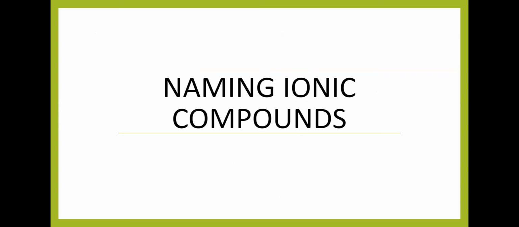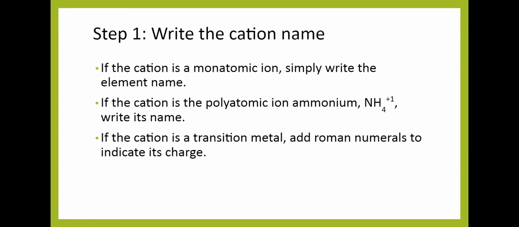Okay, so the other thing we need to be able to do is to name ionic compounds involving transition metals. So this is, again, pretty similar to yesterday. The main thing is if the cation is a transition metal or one of those other elements, tin, lead, or antimony, we need to add Roman numerals to indicate its charge. And we're going to figure out the charge of the transition metal based upon the anion.